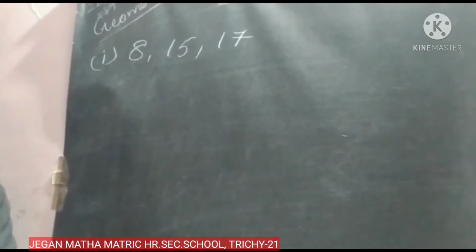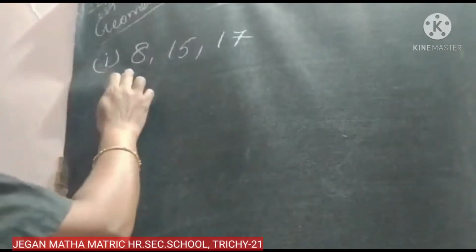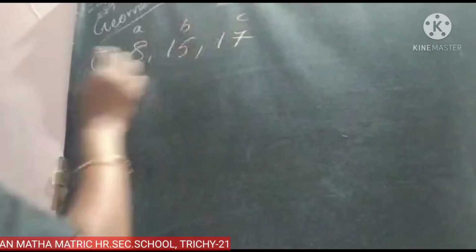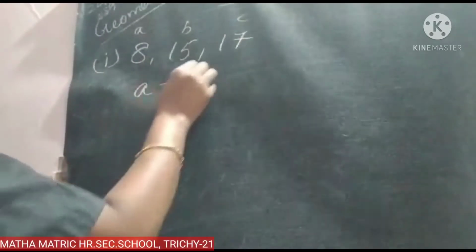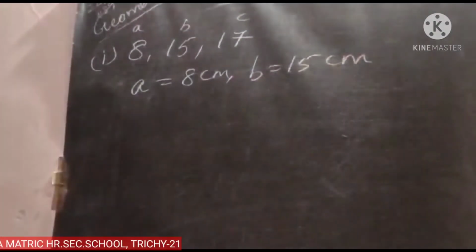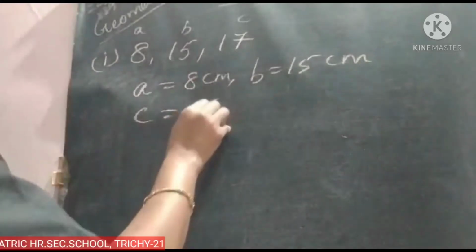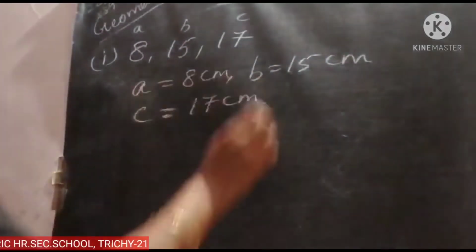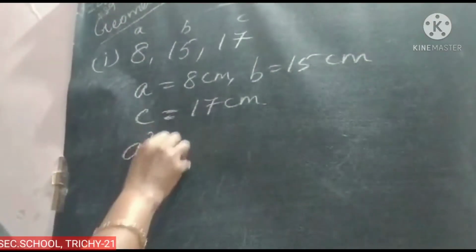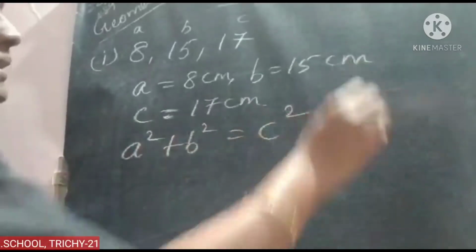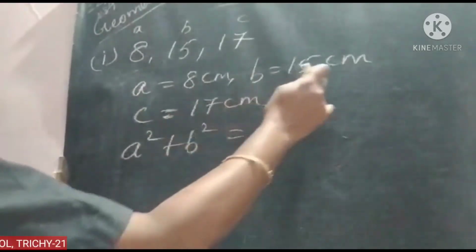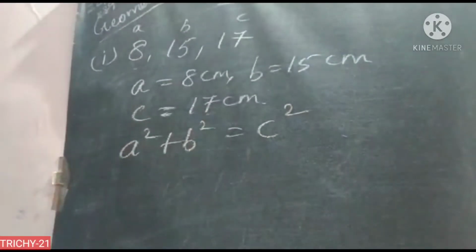Now let us see the first sum. The given sides are 8 centimeter, 15 centimeter, 17 centimeter. These are the three sides A, B, C. So A equal to 8 centimeter, then B equal to 15 centimeter, and side 3, C equal to 17 centimeter. So you have to write like this. Based on the Pythagoras theorem, A square plus B square equal to C square. So let us consider A equal to 8 centimeter, B 15 centimeter, C equal to 17 centimeter.